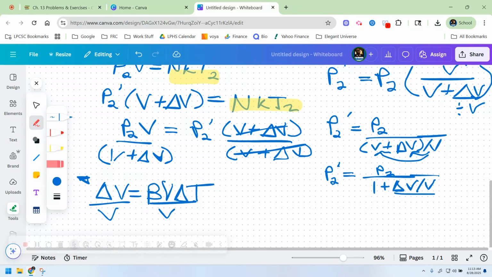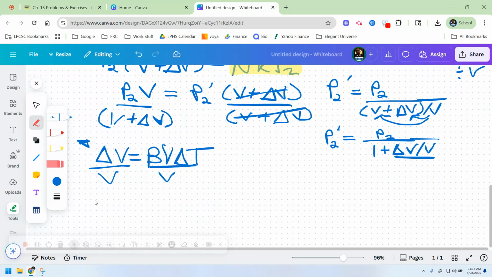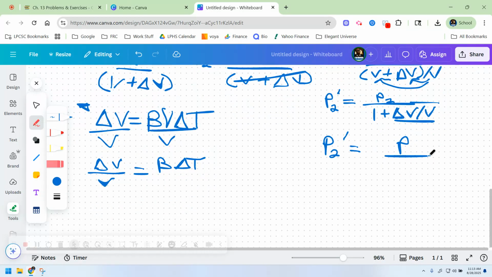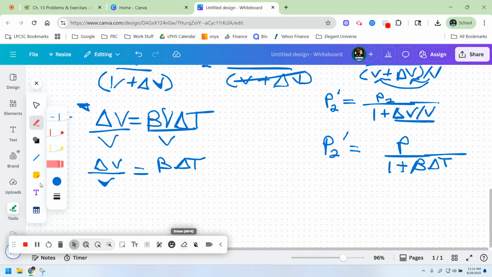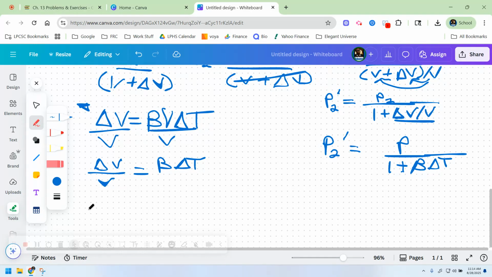My goal is to substitute something in here. So when I do that, I get delta V over V is equal to beta delta T. And so we get P2 prime is equal to P, and I just plug that in, and I can say 1 over beta delta T. And so then we solve for P2.